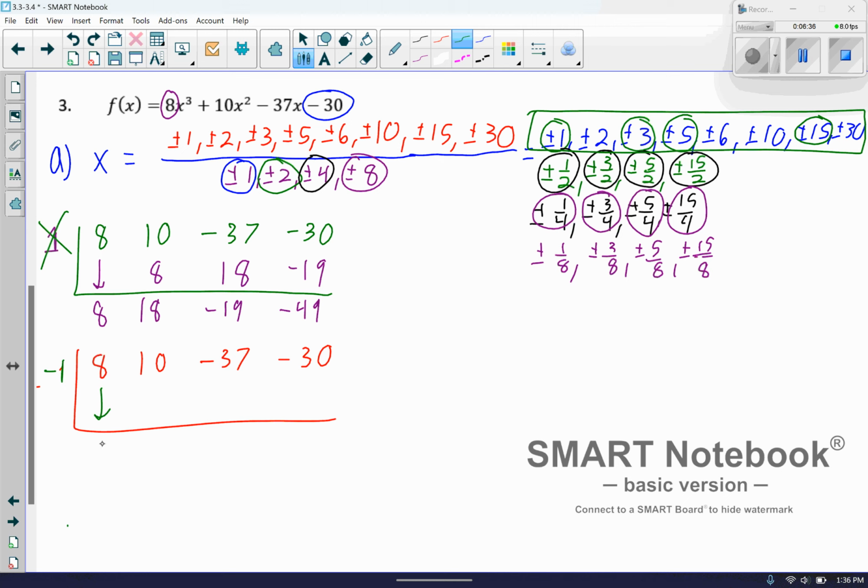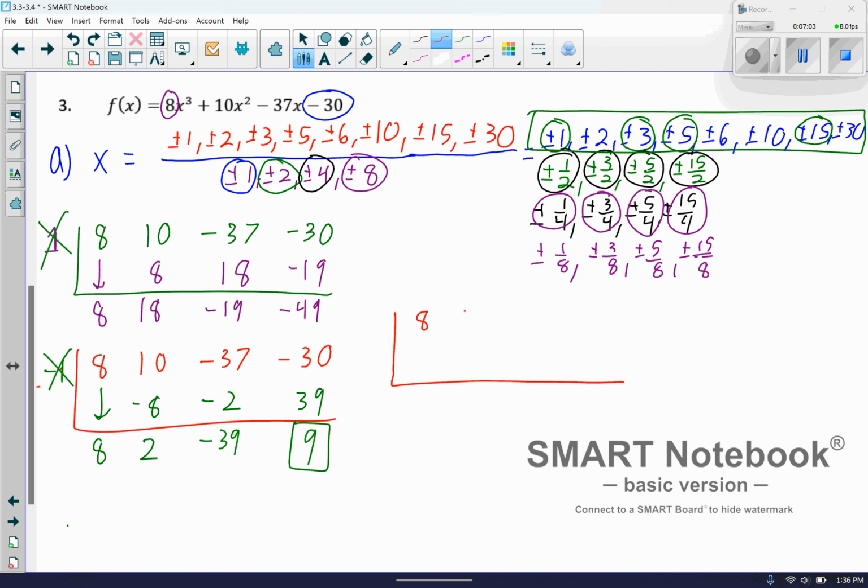Drop the first number. 8 times -1 is -8. Add that together, that's 2. 2 times -1 is -2. Add that together, that's -39. -39 times -1 is positive 39. Add that together, and we get a 9. So, nope, that one did not work either. Okay, so let's move on, and we'll try 2 next.